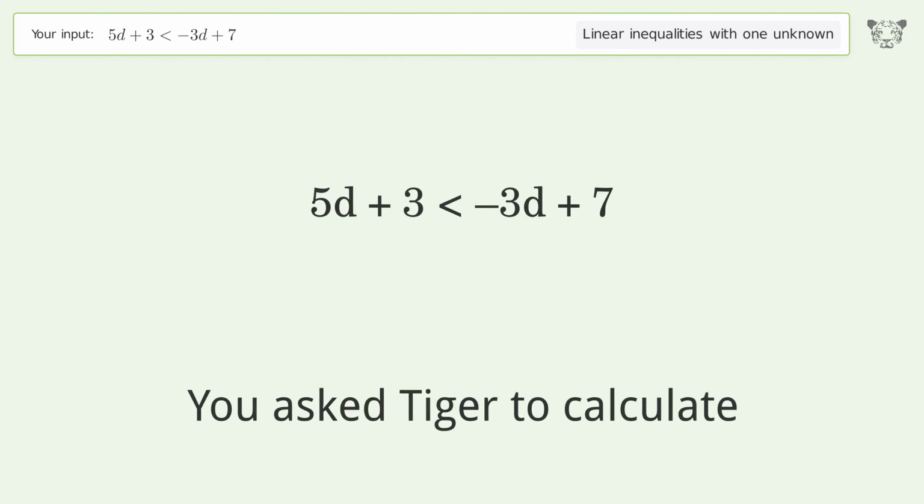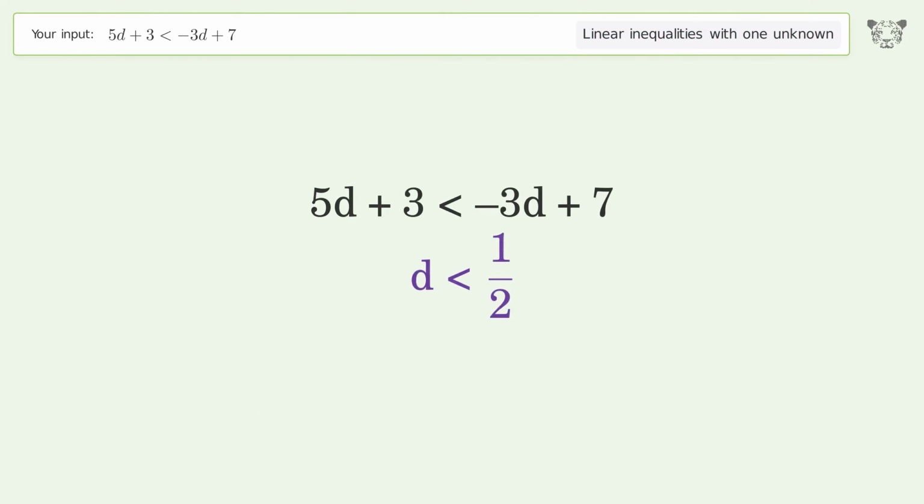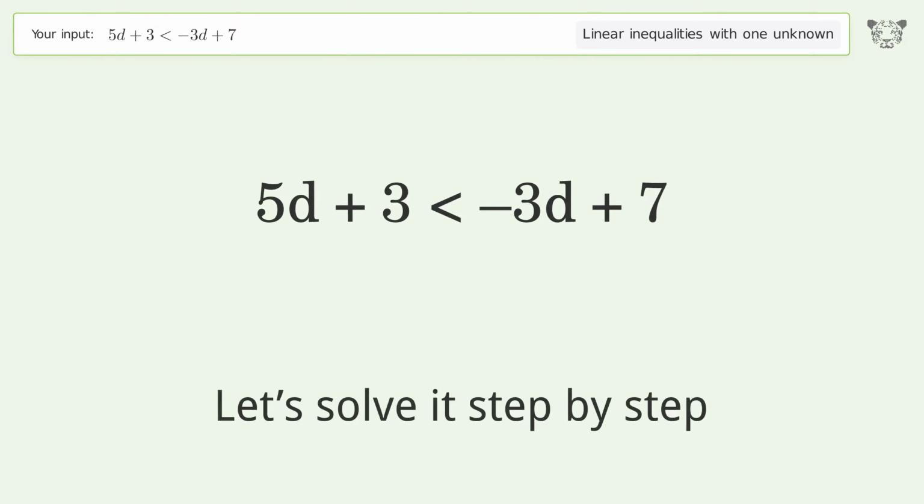You ask Tiger to calculate. This deals with linear inequalities with one unknown. The final result is d smaller than 1 over 2. Let's solve it step by step.